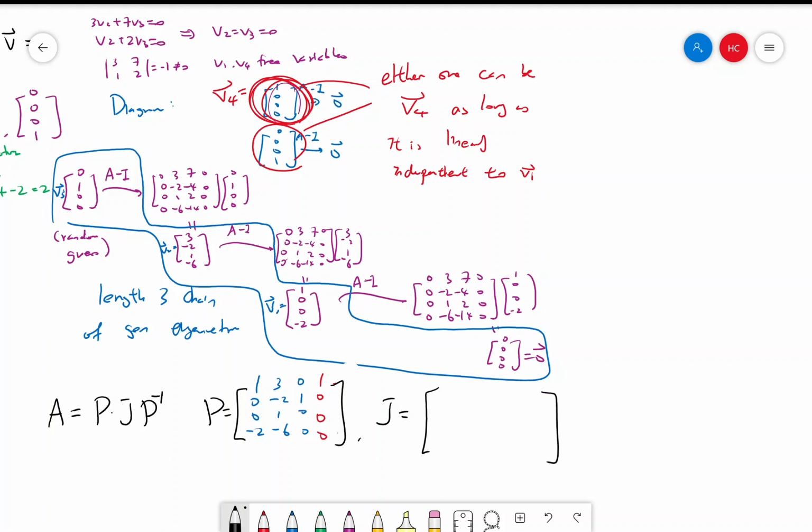The diagonal is the eigenvalue, so it's 1. Because we have a chain from v3 to v2 to v1, this is a block, and v4 itself is a block. So everything outside is 0. Everything below the diagonal is 0. And because v3 is pointing to v2, this is 1. And because v2 is pointing to v1, this is 1. And this is 0. So this is the Jordan form for A.